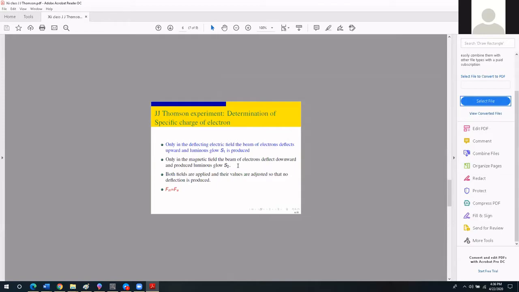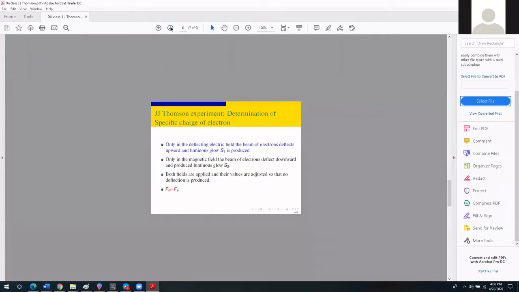Now both fields, electric and magnetic, are applied simultaneously, and their values are adjusted so that the net force on the beam of electrons just becomes zero. The net force due to electric field and magnetic field just becomes zero. In that situation, Fm will be equal to Fe, and the beam of electrons moves in a straight line and produces a central luminous glow S. So Fm equals Fe.